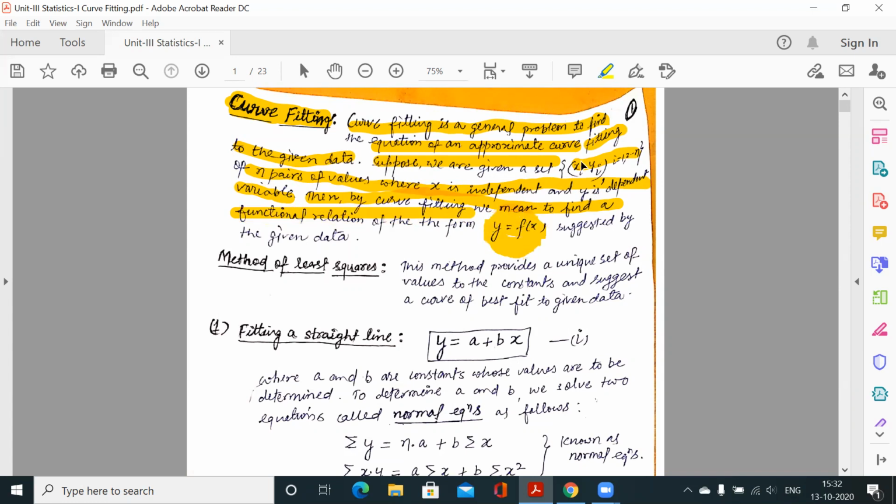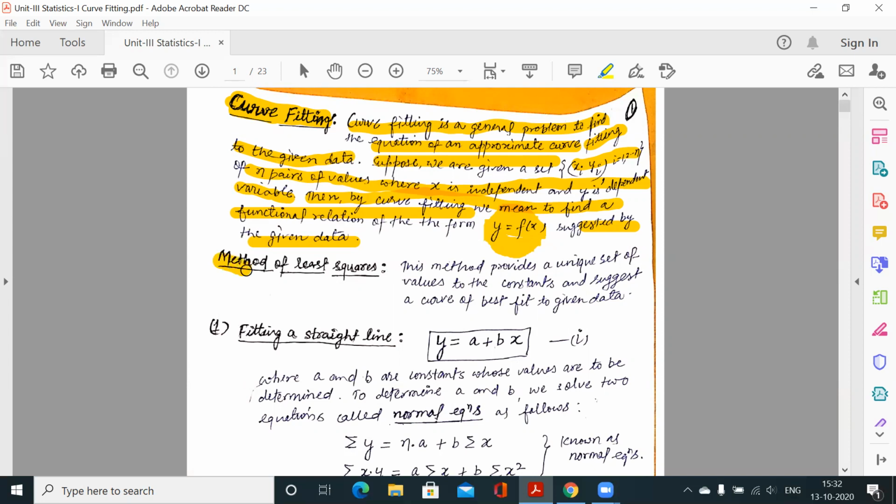If the function is unknown, we don't know which function gives us the values of y corresponding to the given x. So if that function is unknown, we find one approximate curve. This is the functional relation between the independent variable and the dependent variable suggested by the given data. So using the given values of x and the corresponding values of y, we will get one curve, one mathematical relation between the independent variable and the dependent variable. This is the objective in curve fitting.